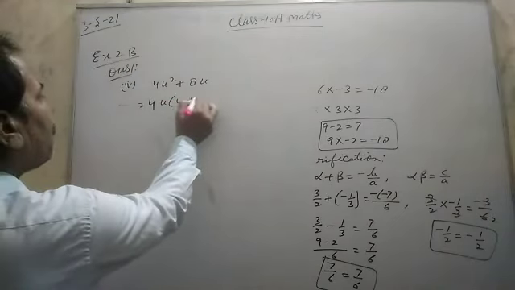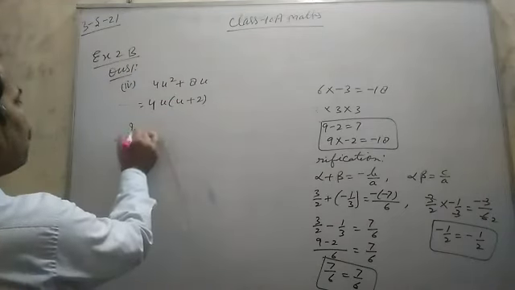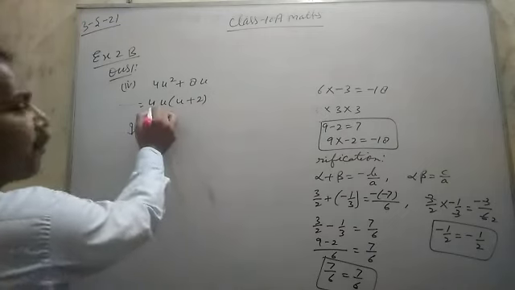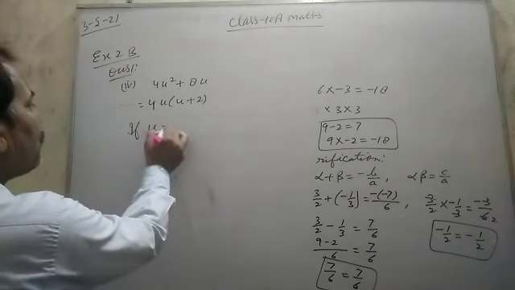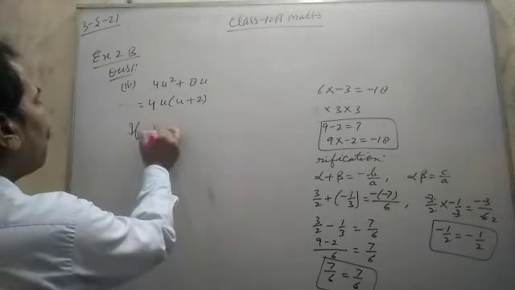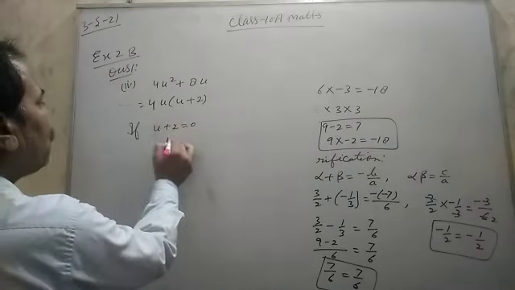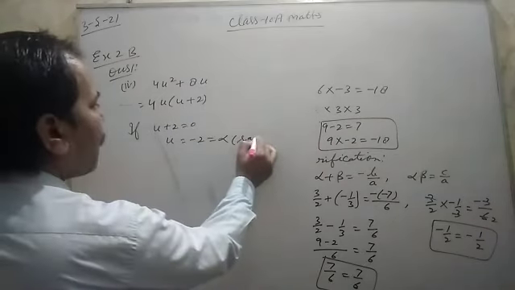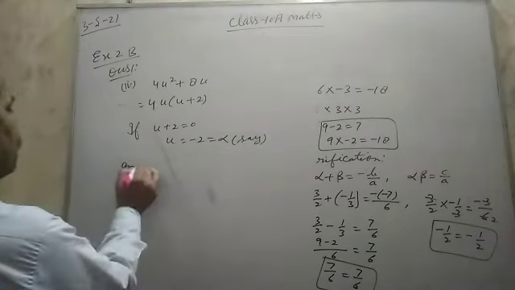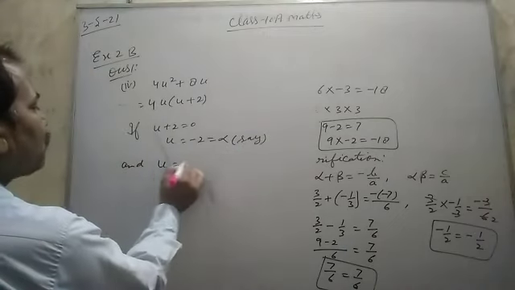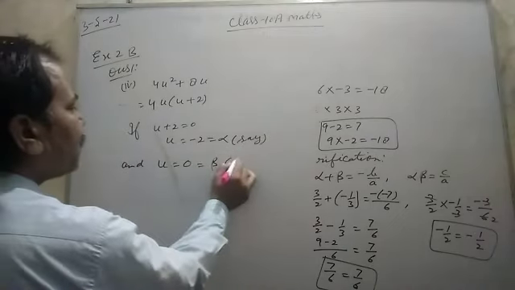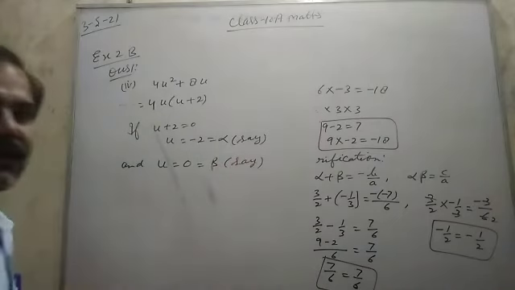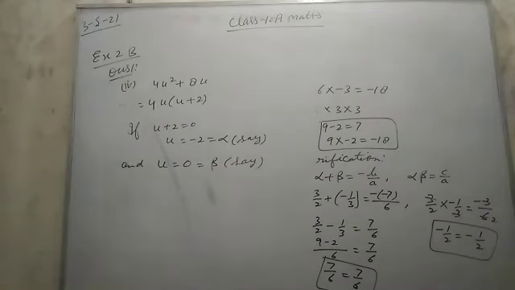So what will be remaining? U plus 2. Then separately put 0. So 4 that will not be 0. So if u plus 2 is equal to 0, so u is equal to minus 2, alpha. And u is equal to 0, that is beta. Clear? So zeros minus 2 and 0.